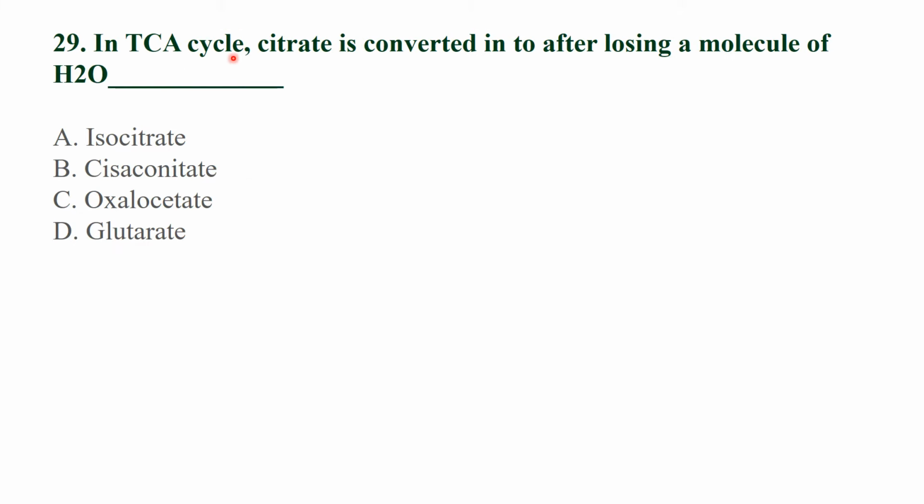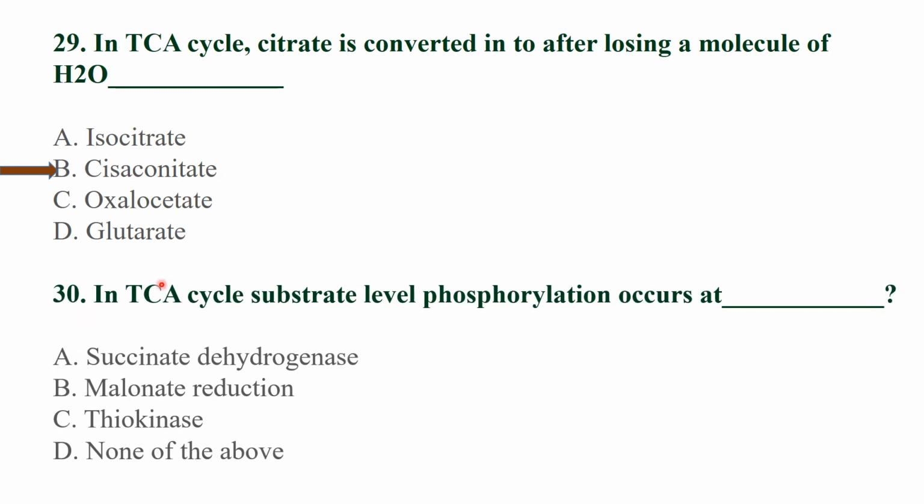In the TCA cycle, tricarboxylic acid cycle, citrate is converted, after losing a molecule of water, into cis-aconitate. Cis-aconitate is the best answer. In the TCA cycle, substrate level phosphorylation occurs at thiokinase.